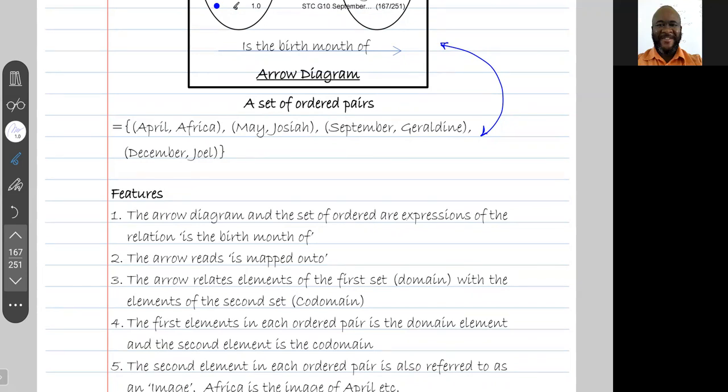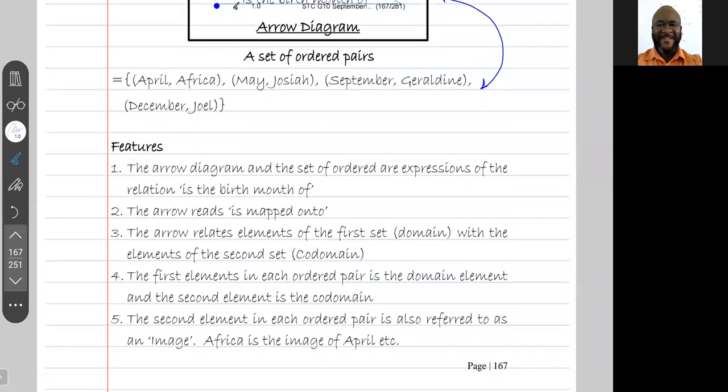The arrow relates elements in the first set, called the domain, with elements in the second set, called the codomain. The first element in each ordered pair is the domain element, and the second element is the codomain element. The second element in each ordered pair is also referred to as an image.